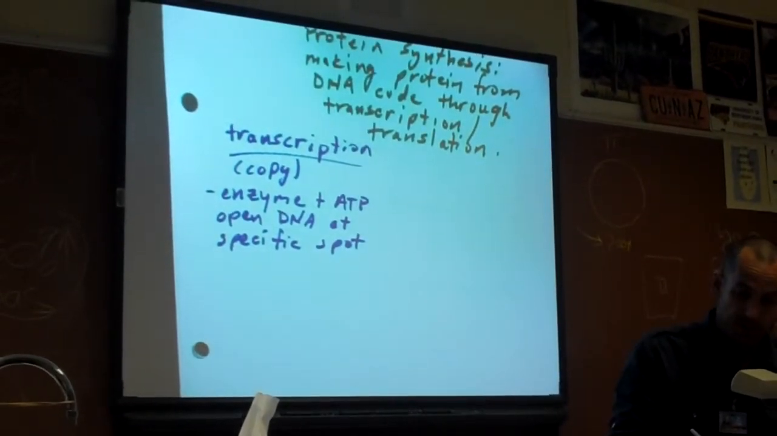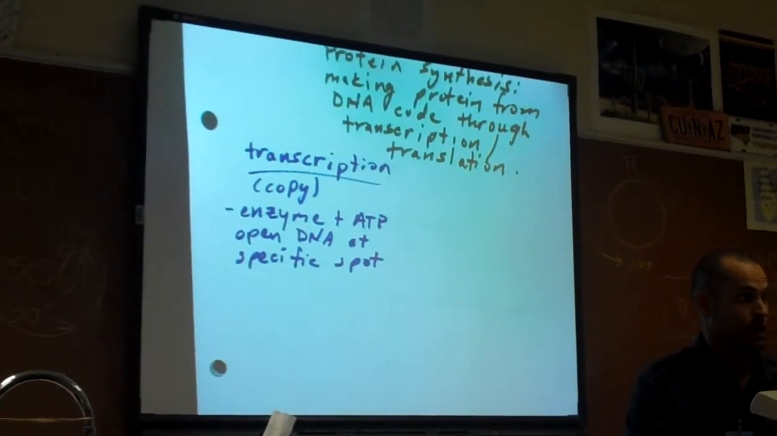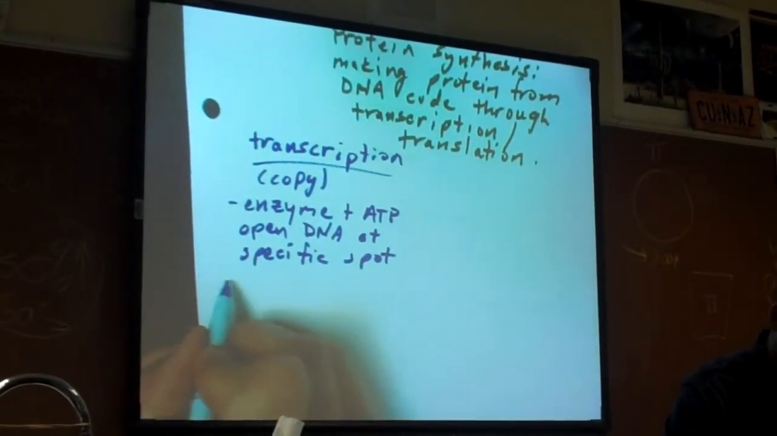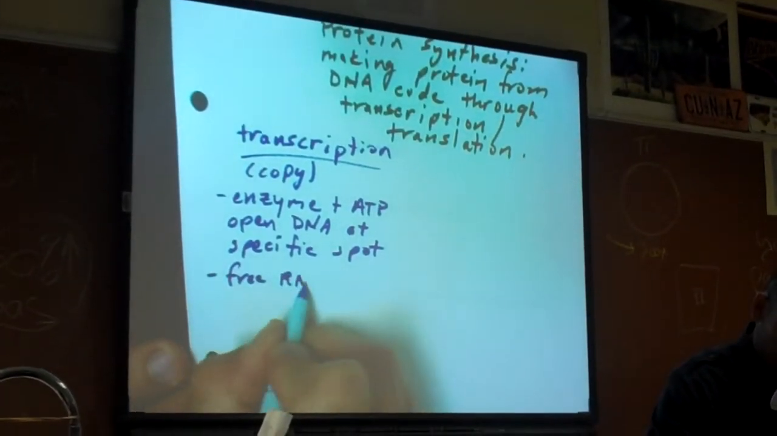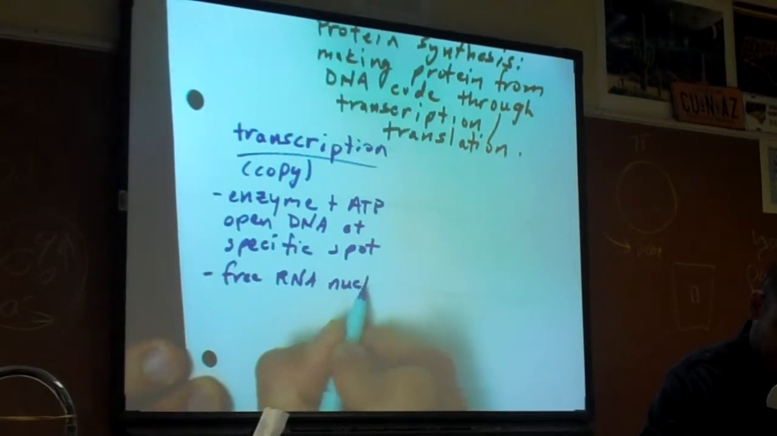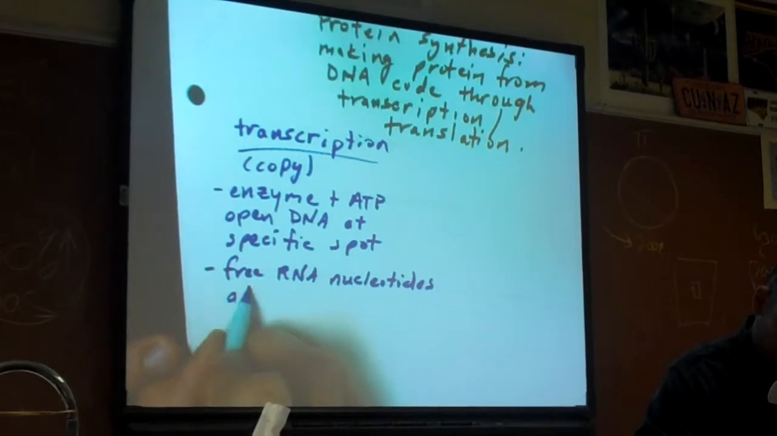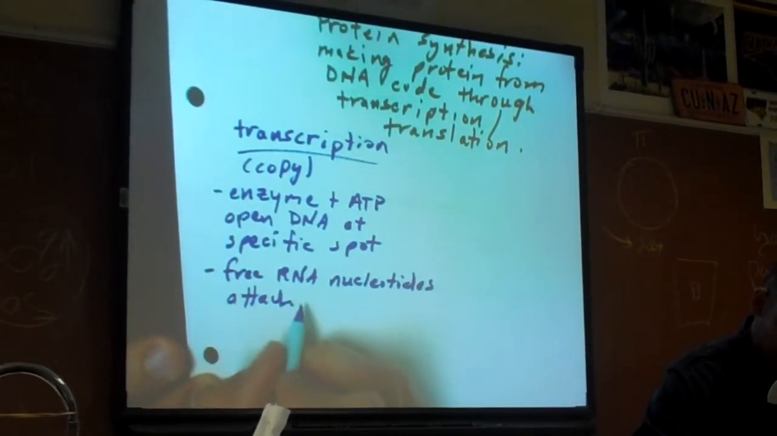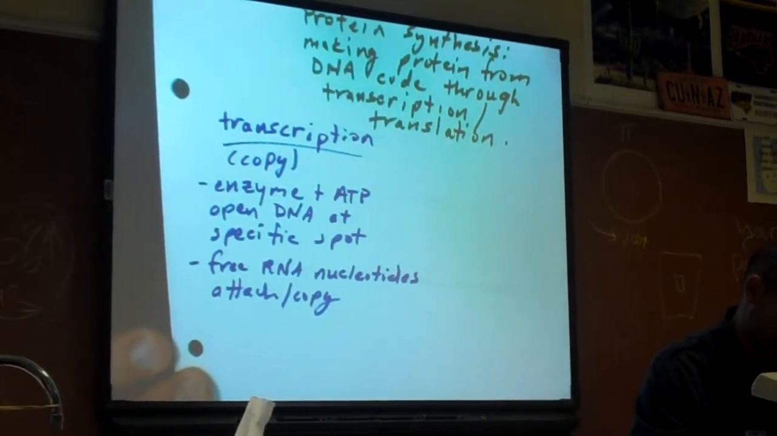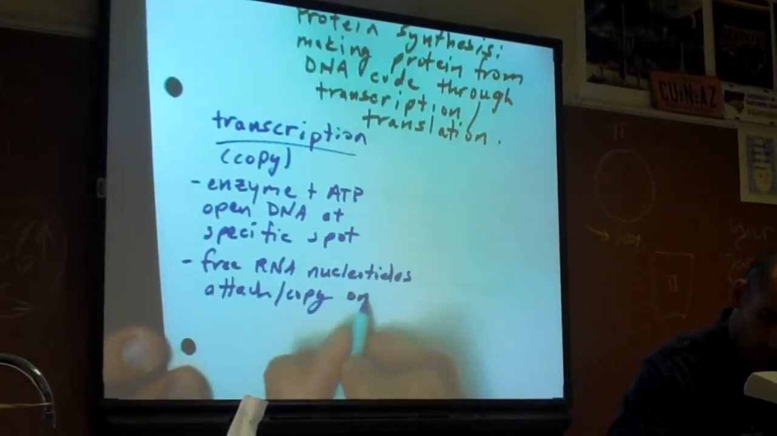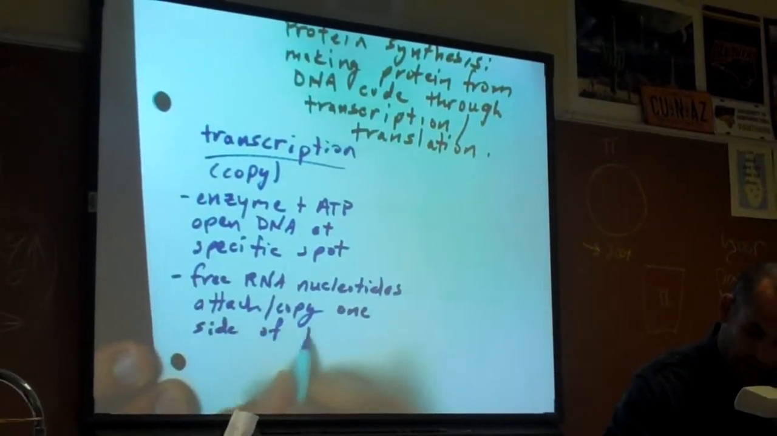When we open it at the specific spot as well, the free nucleotides that joined in and did the replication process, you're going to end up having the same thing. So you have free RNA nucleotides attach, and they're not really copying, they're doing the complement of it, so it inadvertently does the copying. But we're only going to do one side of DNA.